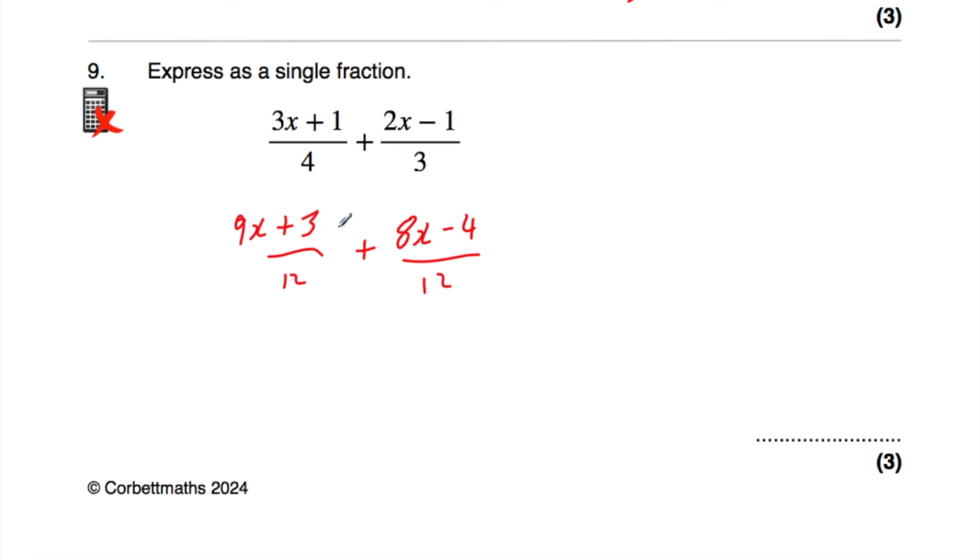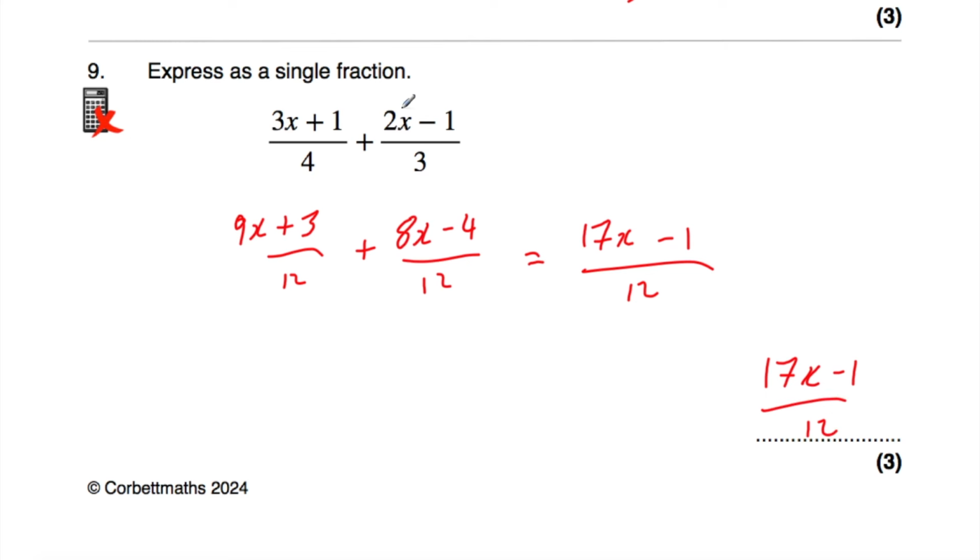So that's fantastic. We've now got two fractions with the same denominator. Now we just need to add them together. 9x plus 8x is equal to 17x, and then 3 plus minus 4. Well, adding minus 4 means we're going to go down 4. So 3, if we go down 4, would be minus 1. And then our denominator would just be 12. And that's it. So our answer would be (17x minus 1) over 12.